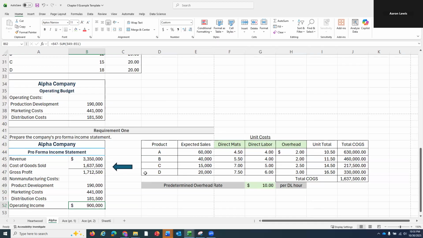I don't know why I have pennies. They can disappear. You shouldn't have pennies on an income statement. It's going to make people nuts. They're generating $900,000 of operating income from their production during the period.